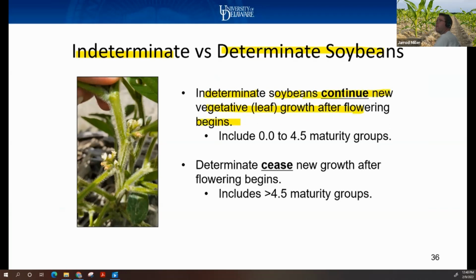So they just keep spitting out leaves. Even after reproduction begins, they'll keep putting some leaves out for a little while. Determinate cease new growth after flowering begins. And these are typically 4 or 5 or greater groups.